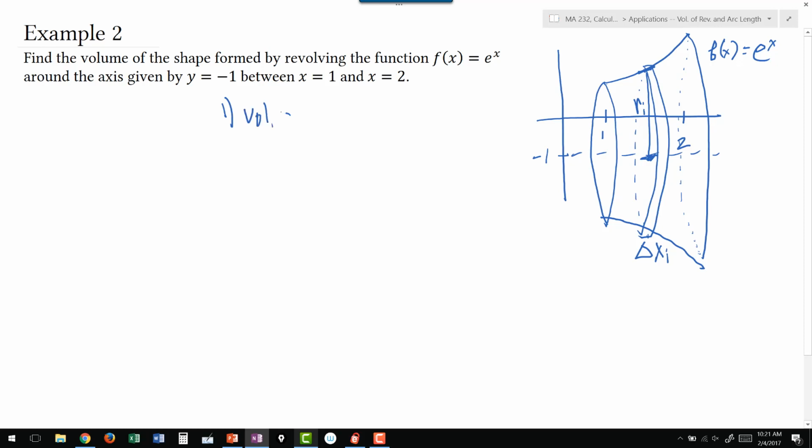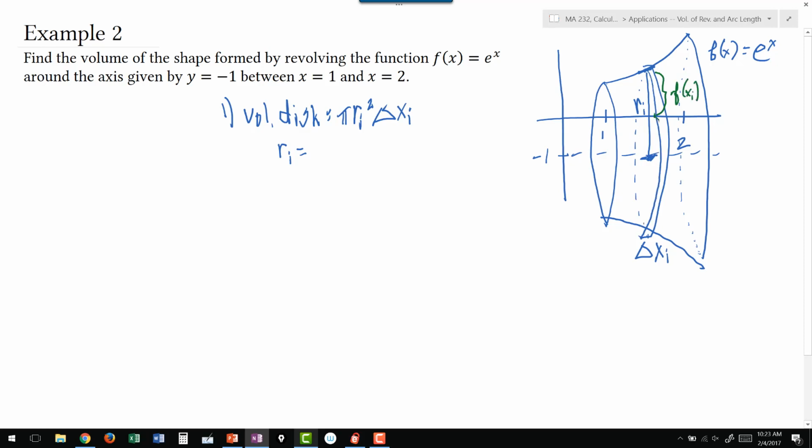Step 1 is to find the volume of one of those disks, and we do know that whatever the radius is, the volume of the disk will be pi times that radius squared times the thickness, delta xi. And now our job is to figure out how to write r sub i in terms of x sub i, which again would be the location of the disk along the x-axis.